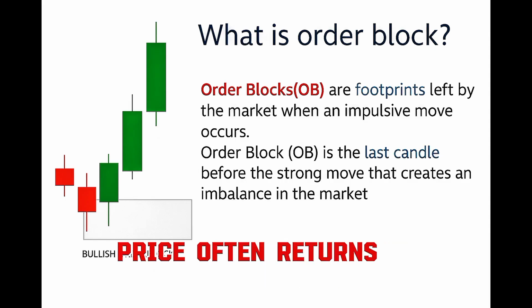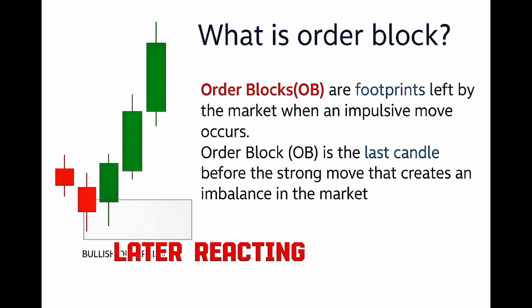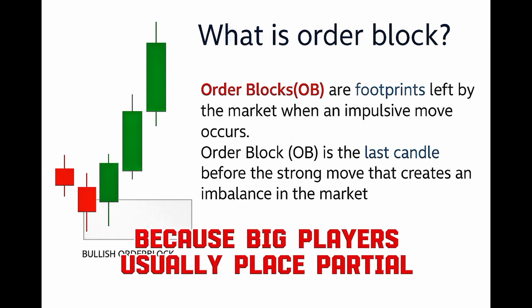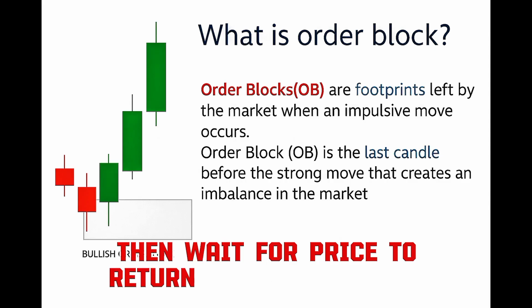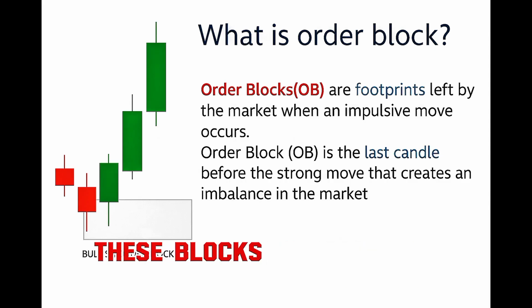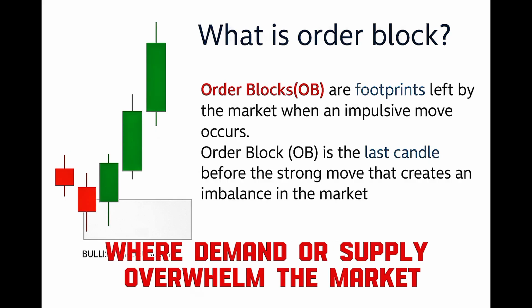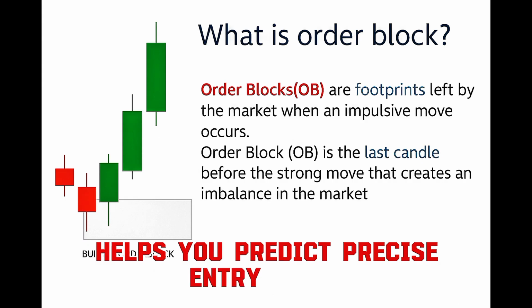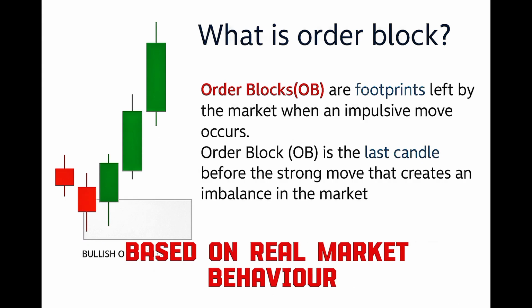Price often returns to this zone later, reacting sharply. Why? Because big players usually place partial orders, then wait for price to return to complete them. These blocks are not just random, they are zones of imbalance where demand or supply overwhelm the market. Identifying order blocks helps you predict precise entry points based on real market behavior.